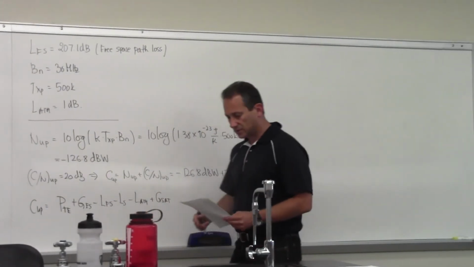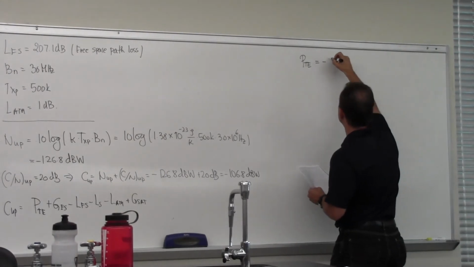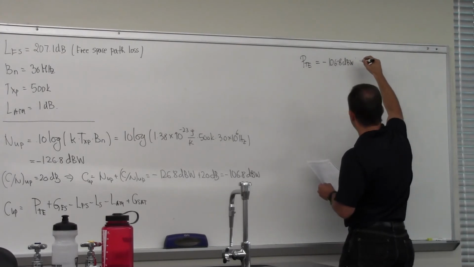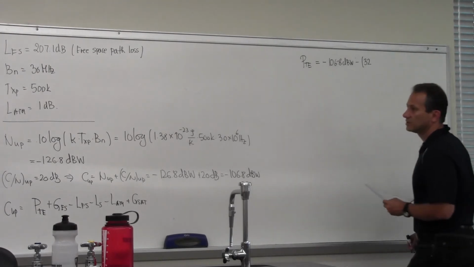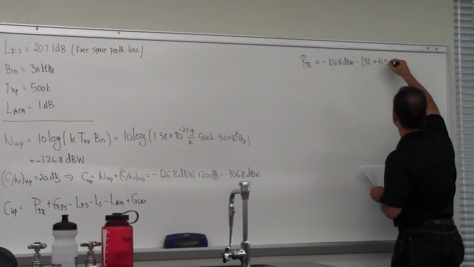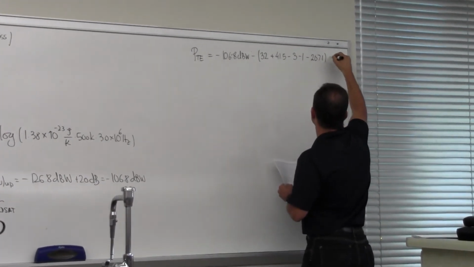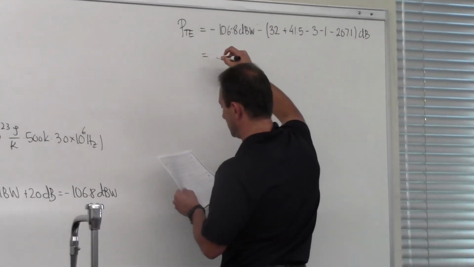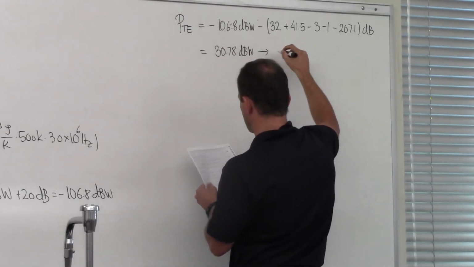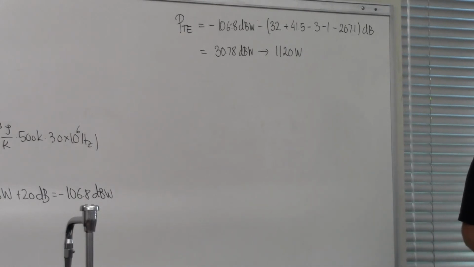I have all of these gains and losses, and then you can easily calculate the transmit power on the uplink. It needs to be minus 106.8 dBW, and then minus 32 for the, I guess, earth station antenna, right? Is that earth? No, this is the satellite antenna, plus the earth station antenna, minus the off-beam, minus atmospheric, and minus 27.1, everything in dB. And when you calculate this, this ends up being 30.78 dBW, which is 1120 watts.